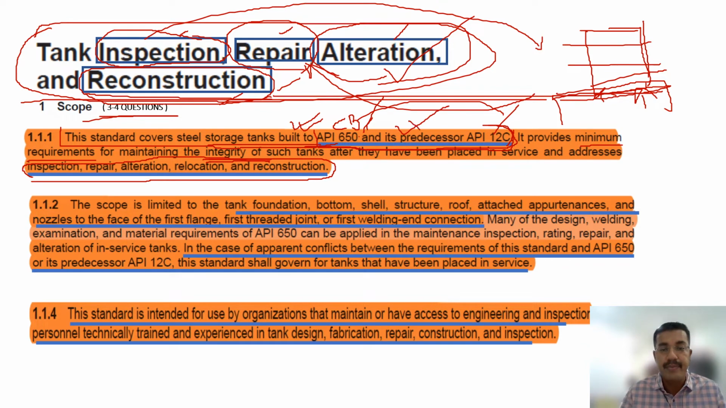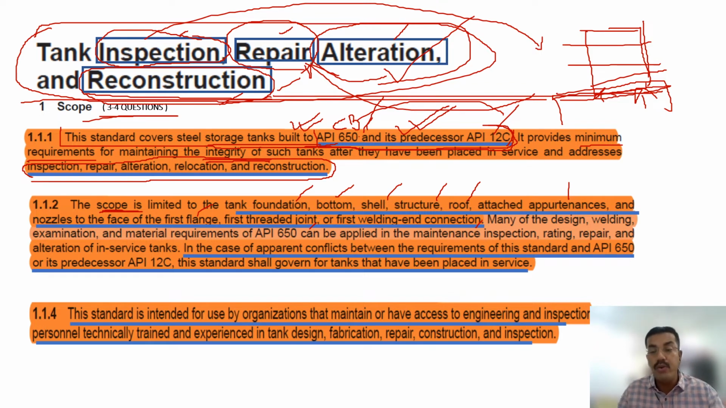The scope is limited to the tank foundation. This is a closed book question. The scope is limited to the tank foundation, bottom, shell, structure, roof, attached appendages, and nozzles to the face of the first flange, first threaded joint, first welding, and connection.